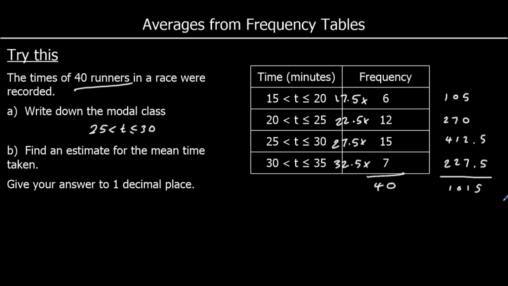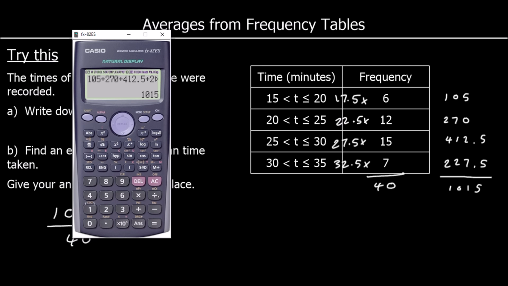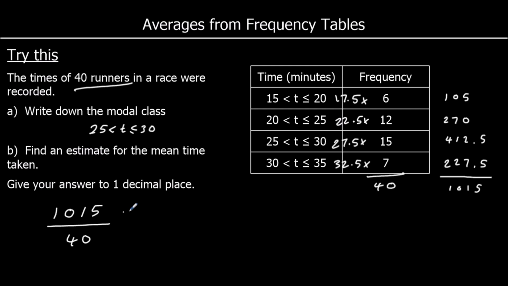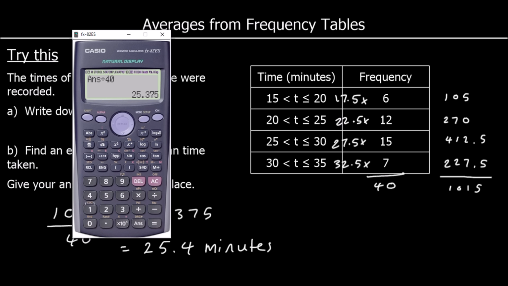So our estimate for the mean is going to be 1015 divided by 40, and that's 25.375, or to one decimal place, 25.4 minutes. We could have also given it as a time if we use the time button, but we weren't asked to, so we're not going to do that.